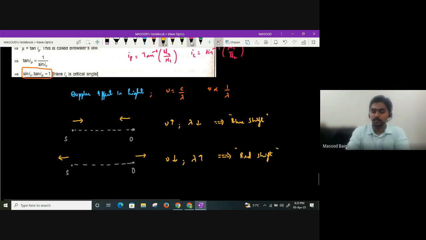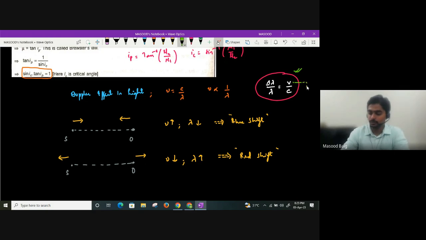And whatever shift in wavelength is there, we will calculate using one formula. That formula is delta lambda by lambda equals V divided by C. What is delta lambda here? It is shift in wavelength. Lambda is the original wavelength. What is V? V is the speed of source relative to the observer along the line joining source and observer.